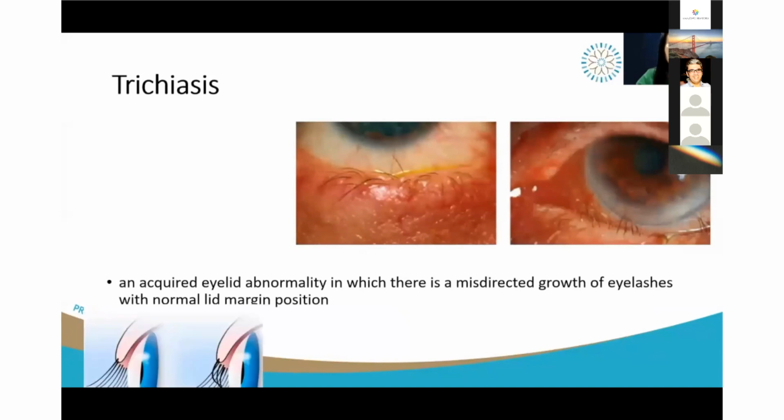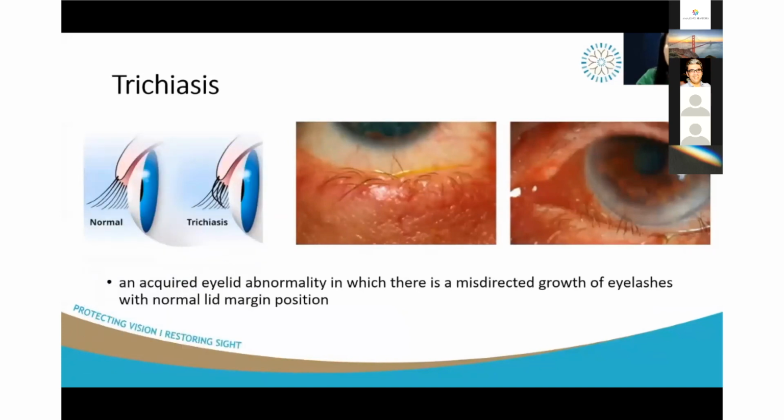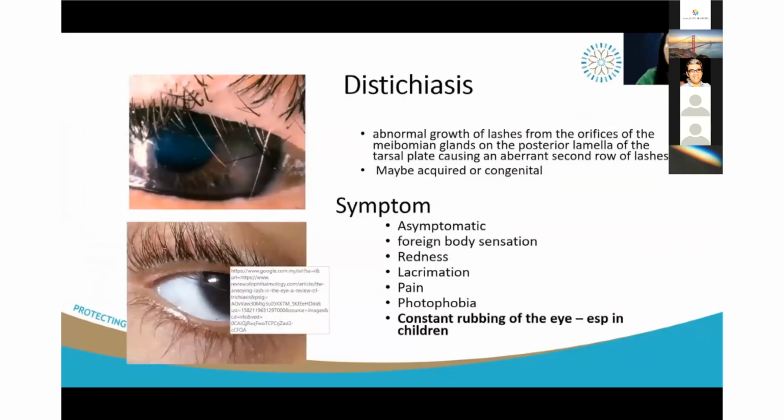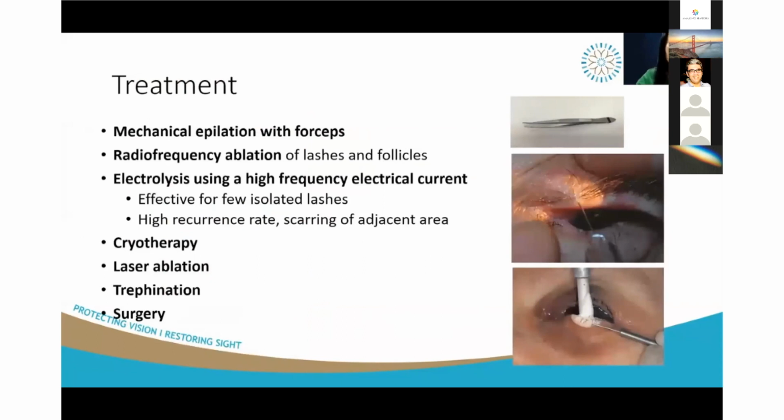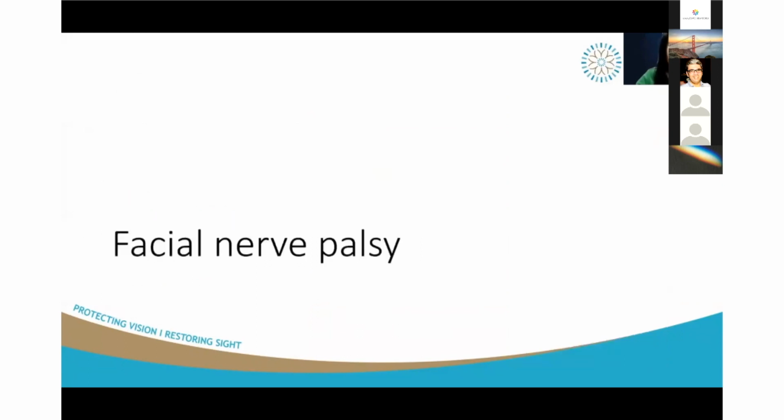Eyelash misdirection. Trichiasis is an acquired eyelid abnormality in which there is a misdirected growth of the eyelashes with a normal lid margin position. Distichiasis is an abnormal growth of lashes from the orifices of the meibomian glands on the posterior lamella of the tarsal plate, causing an aberrant second row of lashes. Patients usually complain of foreign body sensation, redness, lacrimation, pain, photosensitivity, and constant rubbing of the eye. Treatment options include mechanical ablation with forceps, radiofrequency ablation of the lashes, electrolysis, cryotherapy, laser ablation, trephination, and surgery.